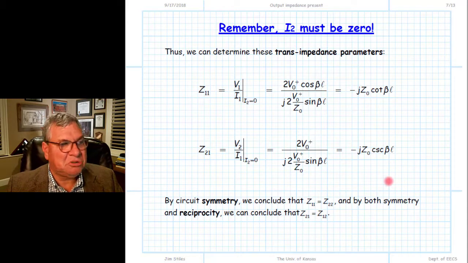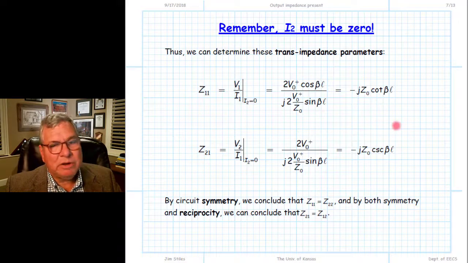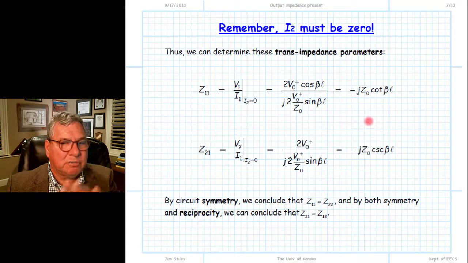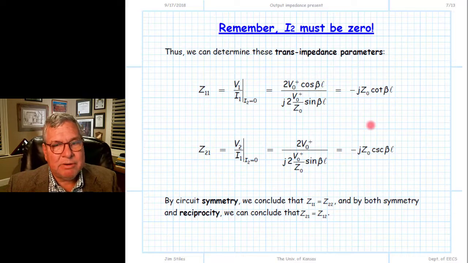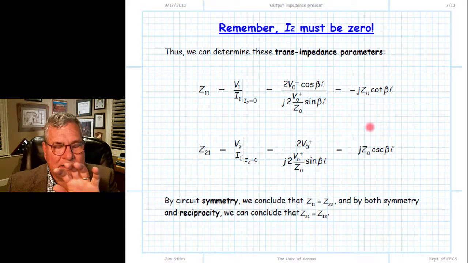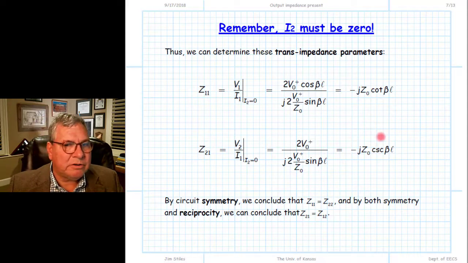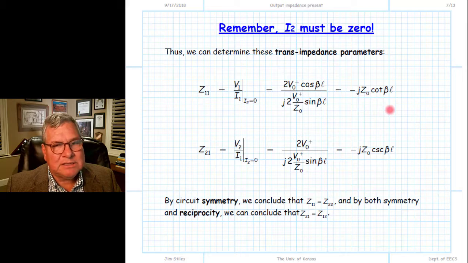We need to find Z22 and we need to find Z12. We could change the open circuit to port 1 and do the whole thing over again. But remember, the transmission line is a symmetric circuit. If we flip it around, we still have the same circuit. So we're going to take advantage of the symmetry of the structure.